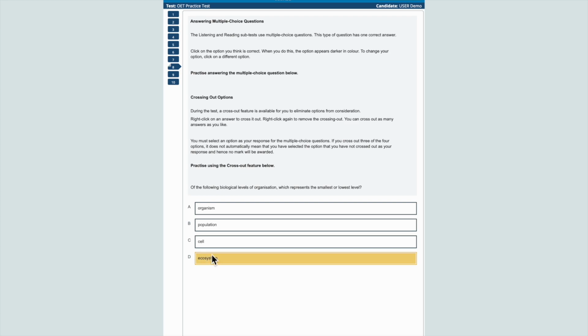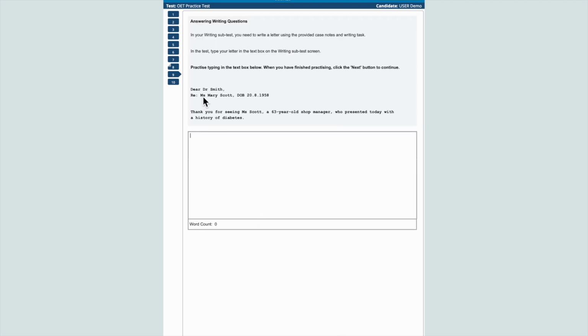There is a rule out function. This is straightforward. Right click is rule out, so that was good and definitely useful. And as I said, this word count was critical. So you see how it counts the words. So this is not available on the paper-based test.